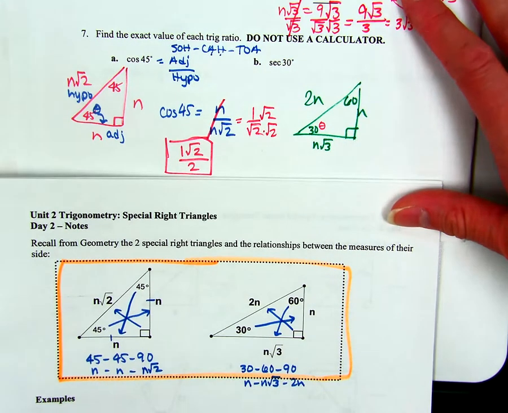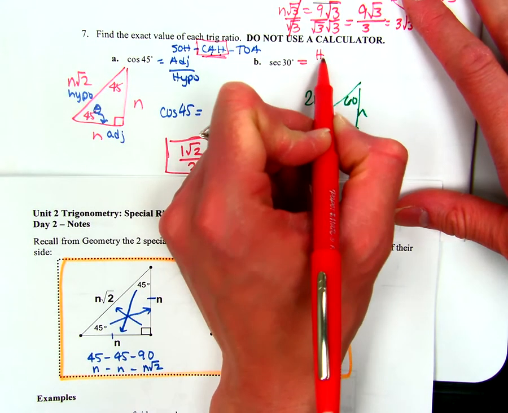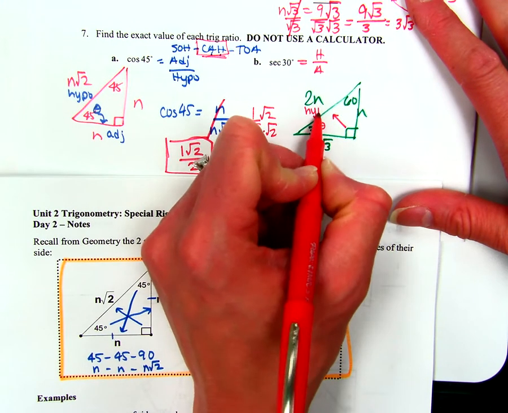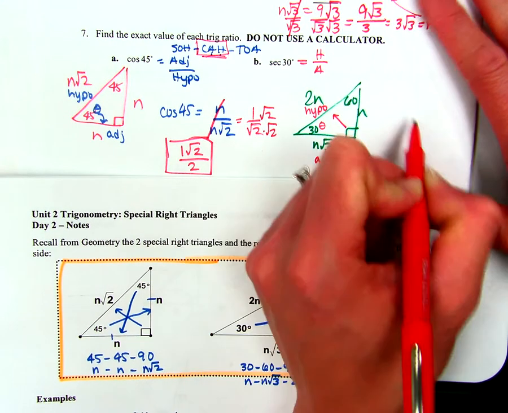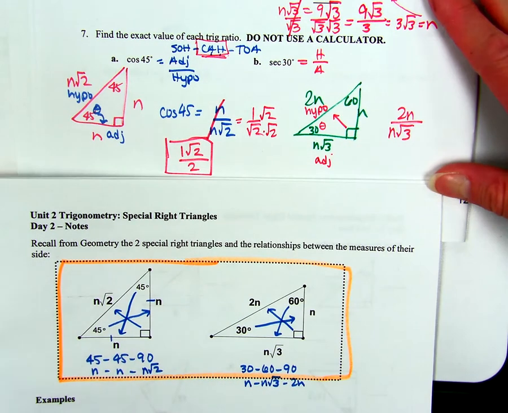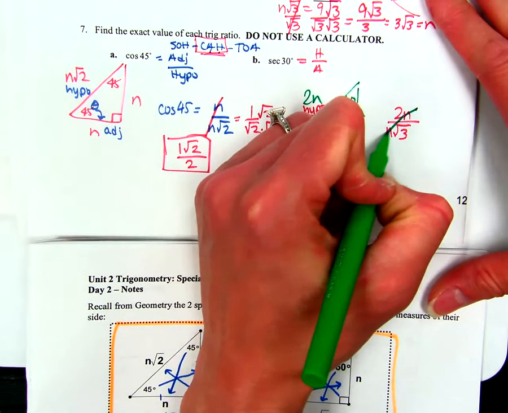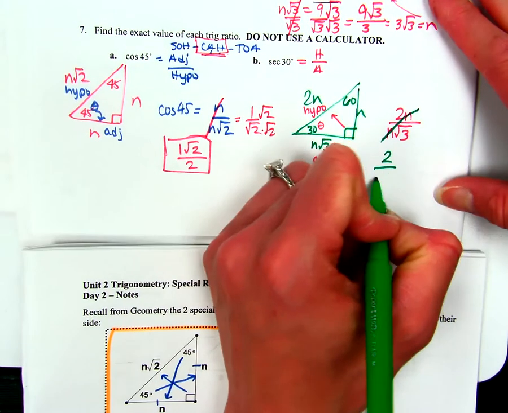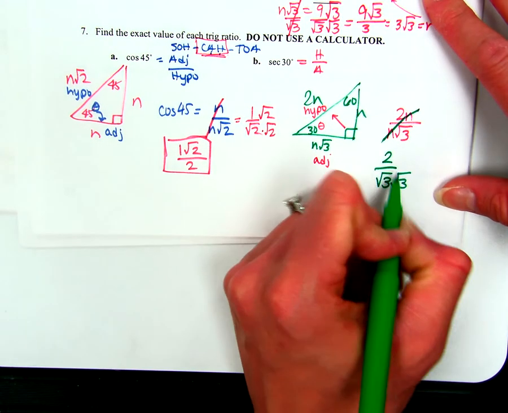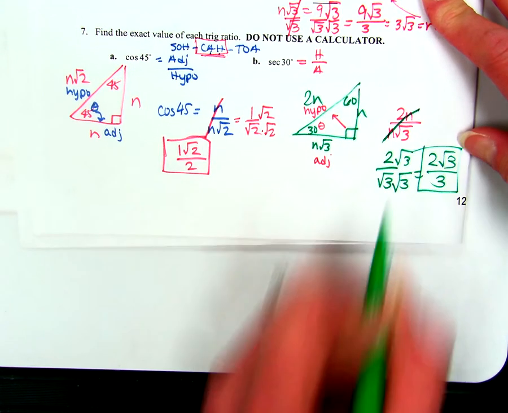Secant, if you recall, is the reciprocal of cosine. So this should be hypotenuse over adjacent. Let's find out which ones are hypotenuse and which ones are adjacent. So we've got 2n divided by n root 3. If you see the same thing on the top and the bottom, these two n's can cancel, so I'm left with 2 over root 3. But I don't want to leave my answer like that because there's a radical in the denominator. So I'm going to say 2 root 3 over 3. And then I'm all done.